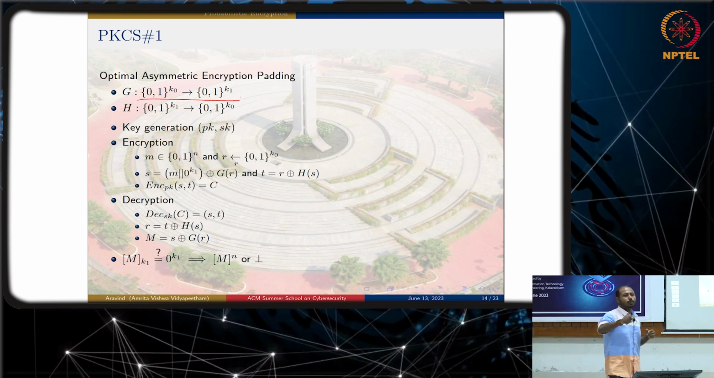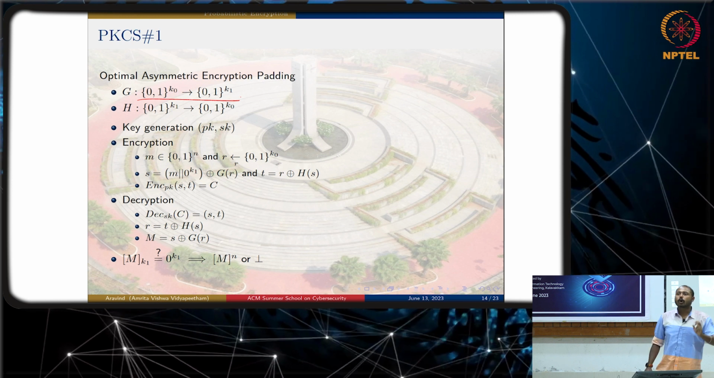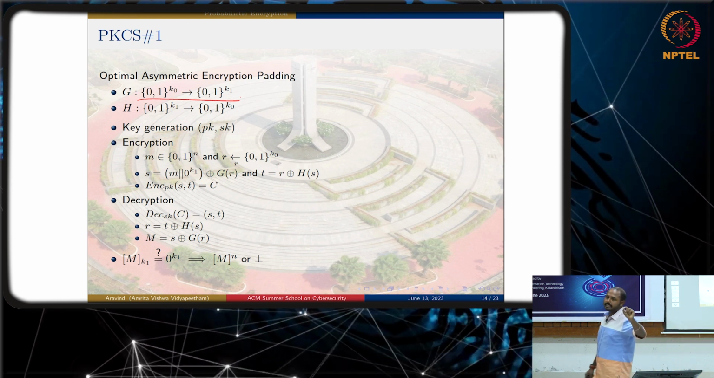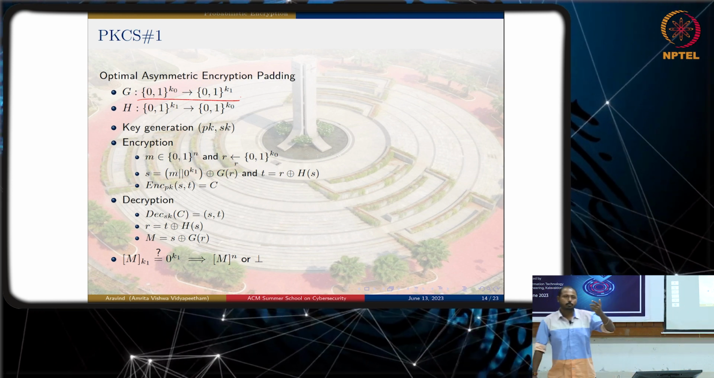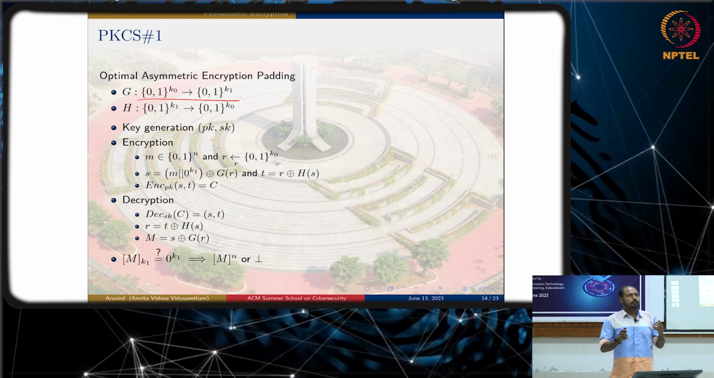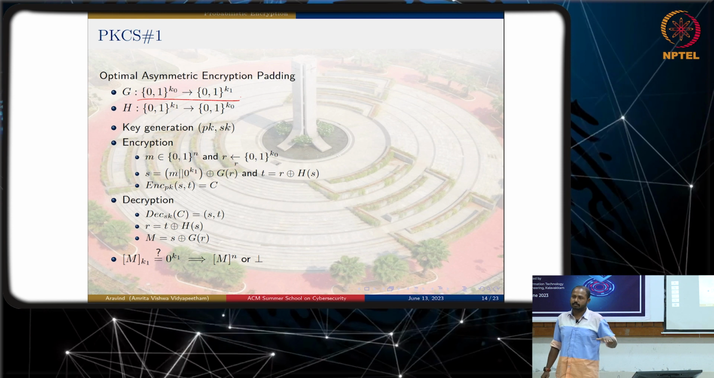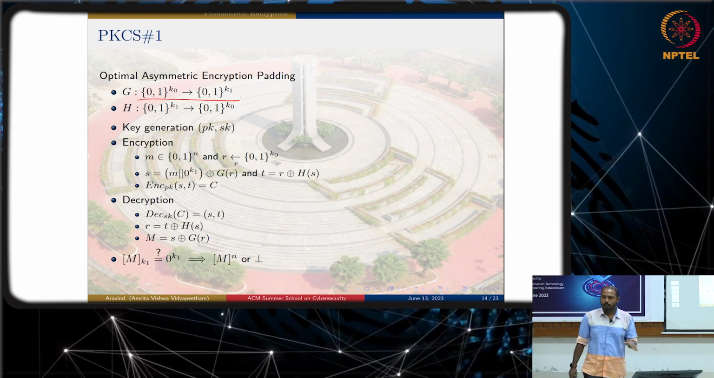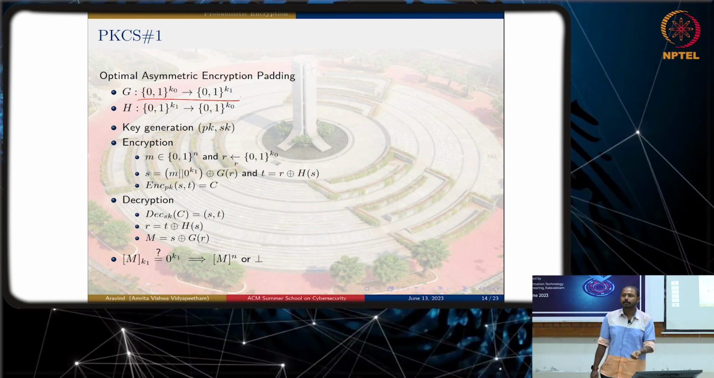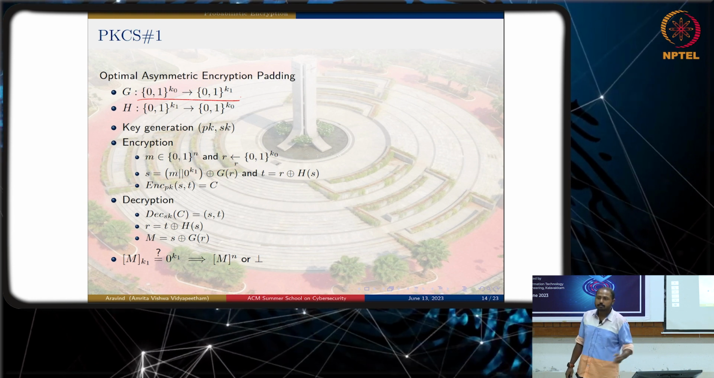So this is what makes asymmetric cryptography costlier, because a small change or small mistake or small difference will lead to the abortion of the whole session, and it will output perp. Otherwise, if it is legitimately all zeros, it will output the first part.